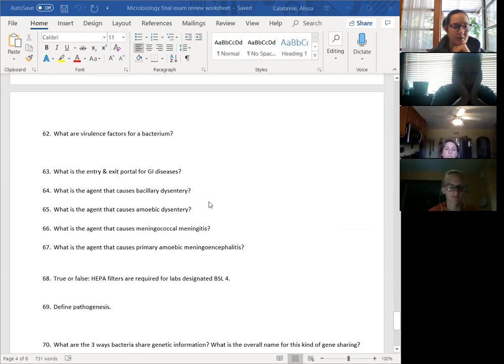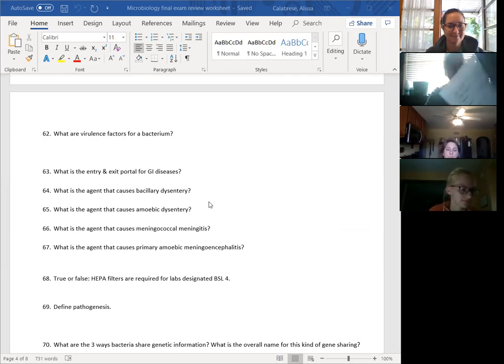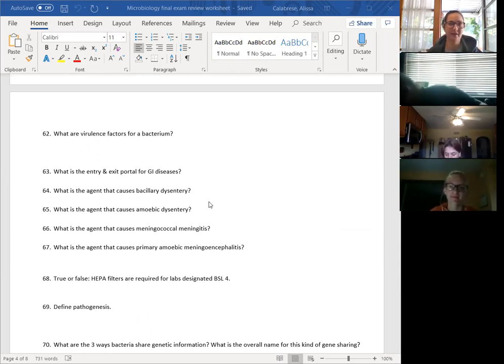Okay. All right, what are some virulence factors? Adherence factors like pili and fimbriae that make them adhere to cells. Good. So anything that is going to help promote attachment. So fimbriae, pili, capsules are considered virulence factors because they're sticky and they kind of increase the size of the bacteria, making it hard for white cells to phagocytose the bacteria.